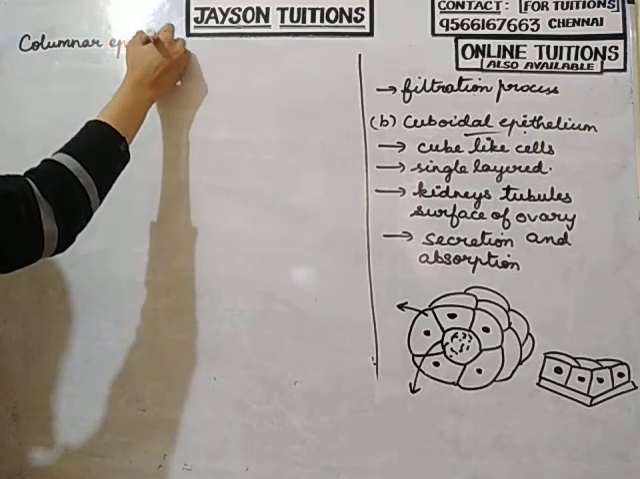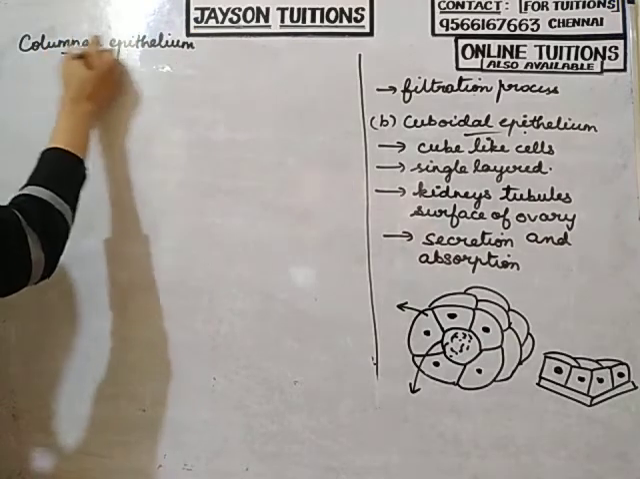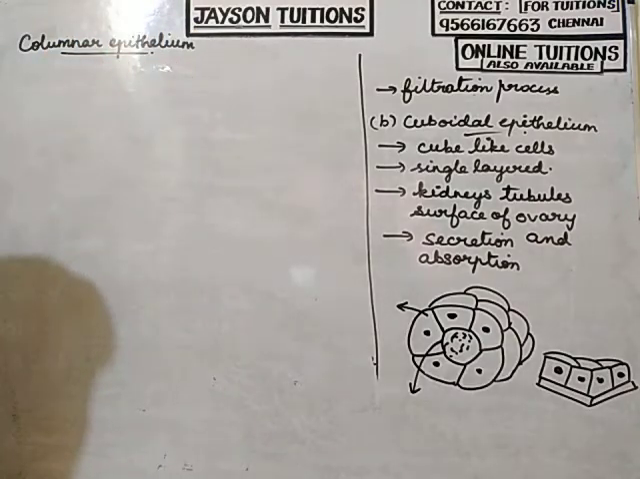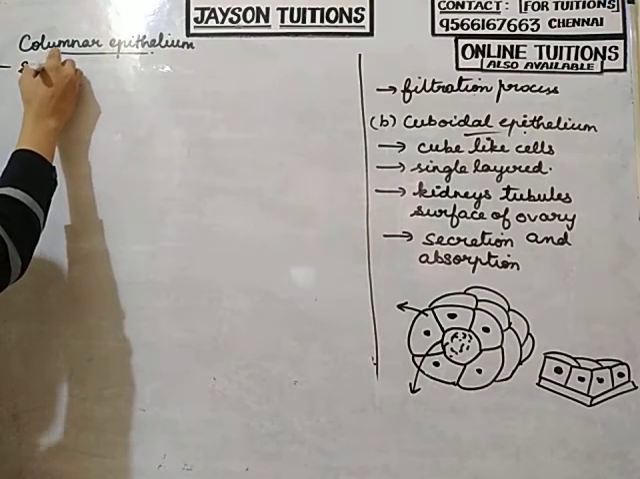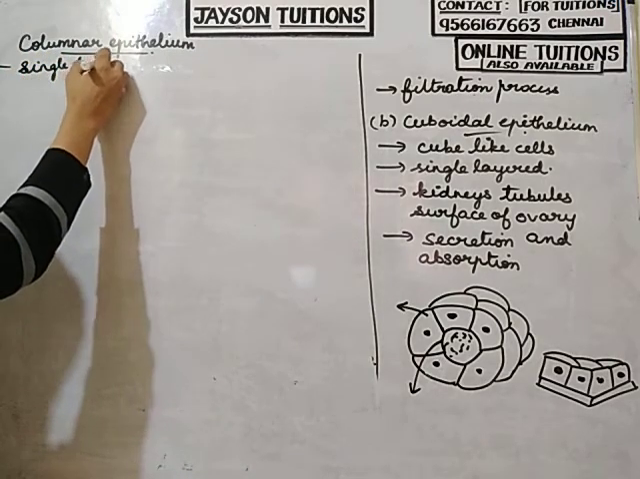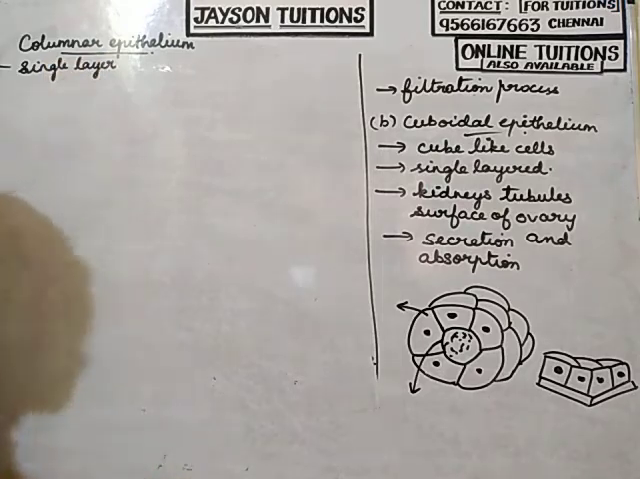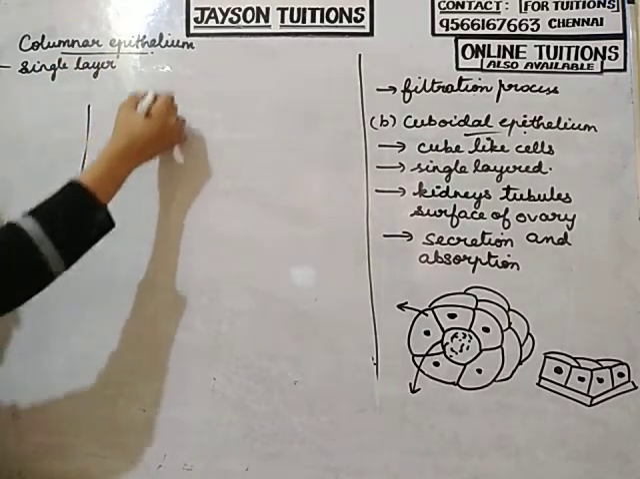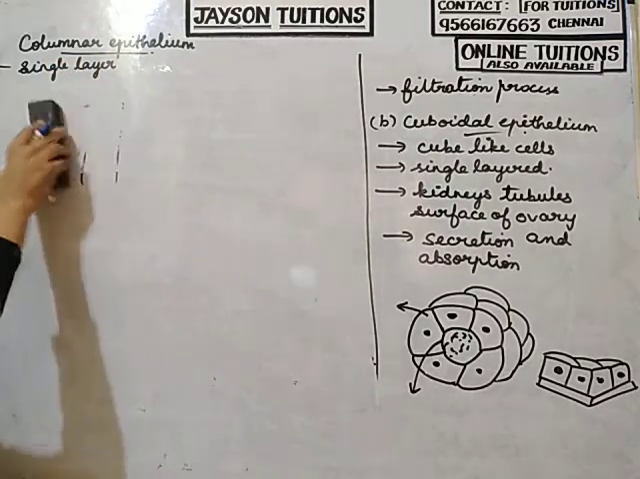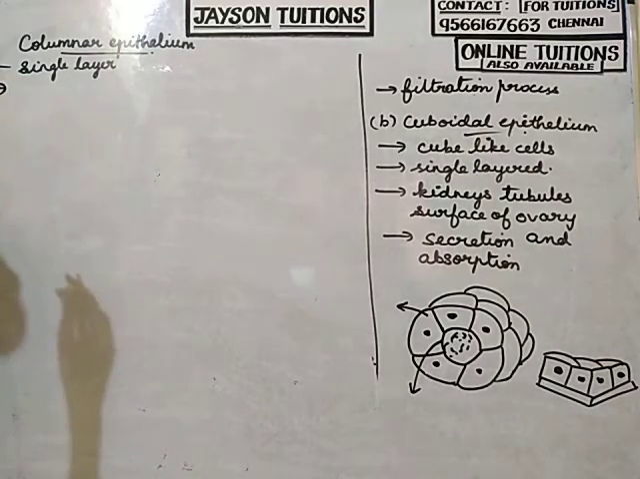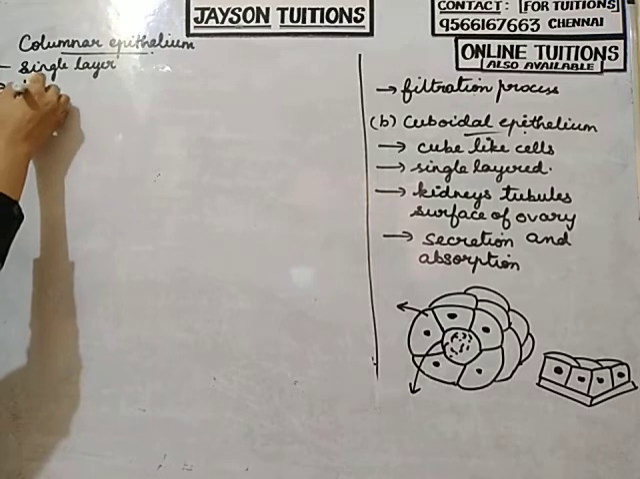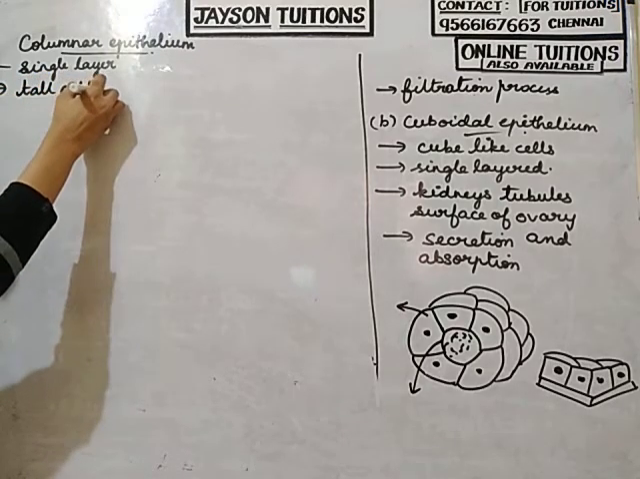Columnar epithelium. Columnar epithelium means it is also single layered. Column means what? In a table you would have seen columns. So it will be a single layer, but the cells will be very tall.